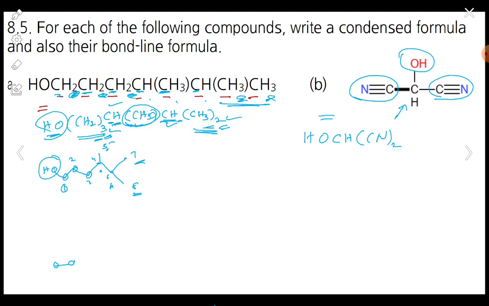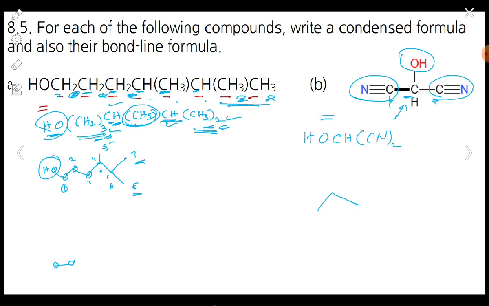Okay, now let's move on to the bond line structure. How to write the bond line structure? First, how many carbons are there? You have to check. We have 1, 2, 3. So if we have 3 carbons, how will we write? 3 carbons, we will write a triangle, right? Triangle like a V shape, an inverted V shape, right?